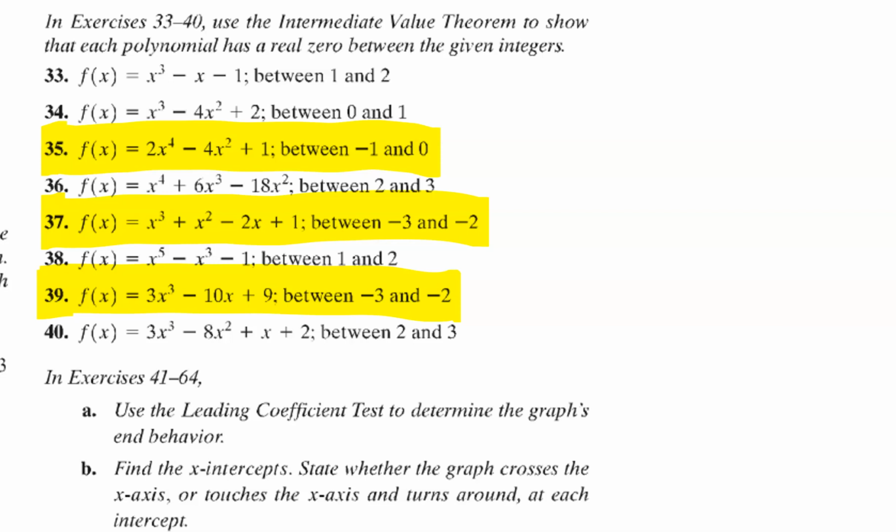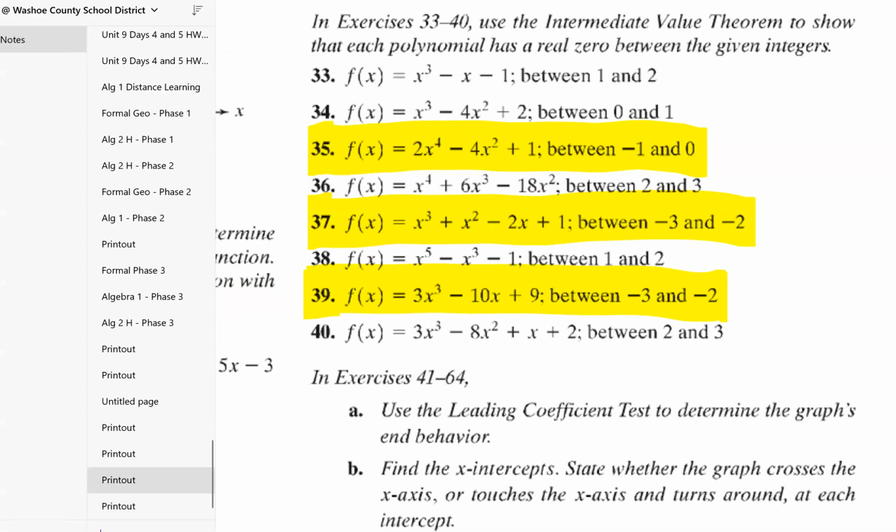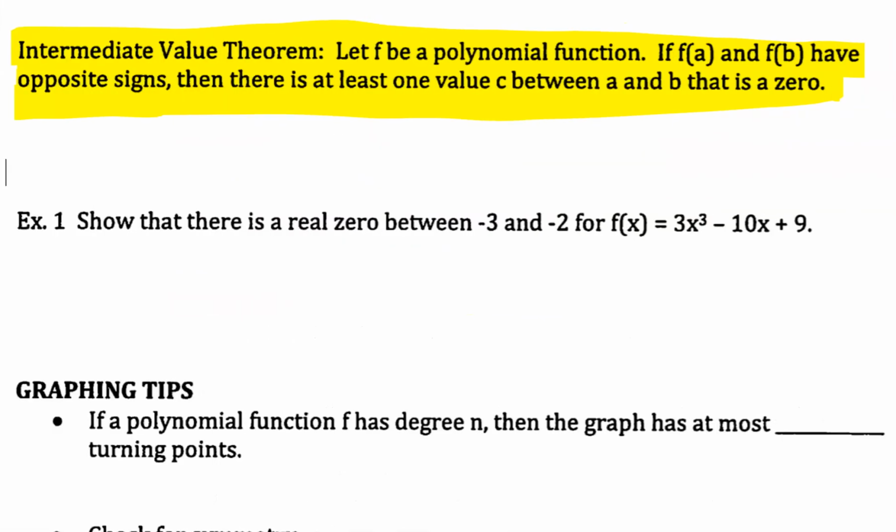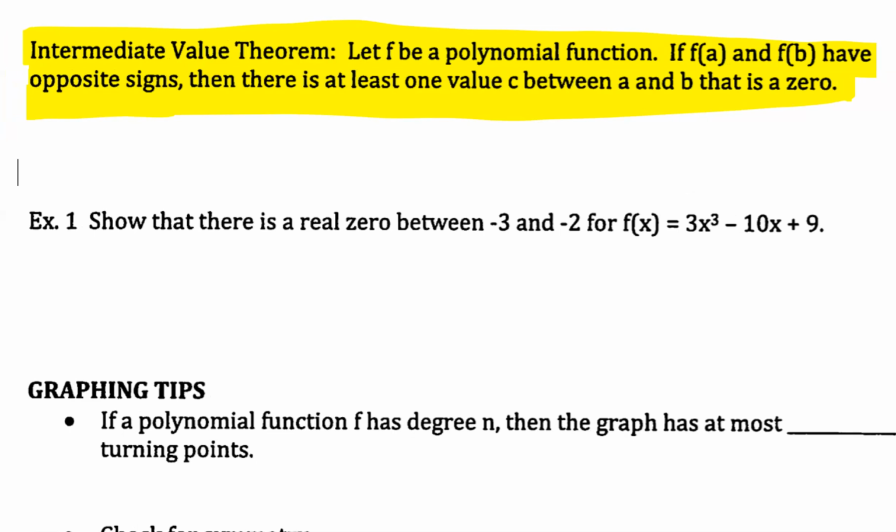In exercises 33 through 38, use the intermediate value theorem to show that each polynomial has a real zero between the given integers. And then you were supposed to do numbers 35, 37, and 39 in this little section. So I'm going to go back to the notes from the last video, where it talked about the intermediate value theorem: let f be a polynomial function. If f of a and f of b have opposite signs, then there is at least one value c between a and b that is a zero.